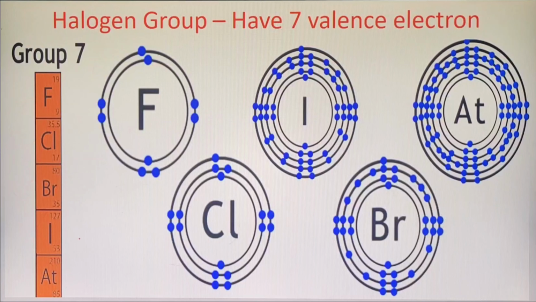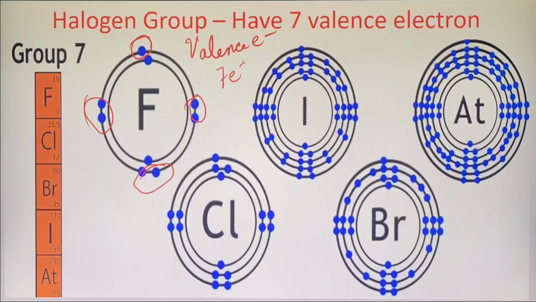Now can you see here, children? In all the elements, fluorine, chlorine, bromine, iodine, how many valence electrons are there? What's the meaning of the word valence electron, children? How many outermost electrons are there? 1, 2, 3, 4, 5, 6, 7. So fluorine has 7 valence electrons. Is it matching the group number? So group number is directly proportional to the number of valence electrons.